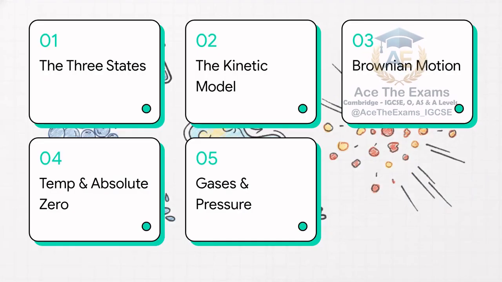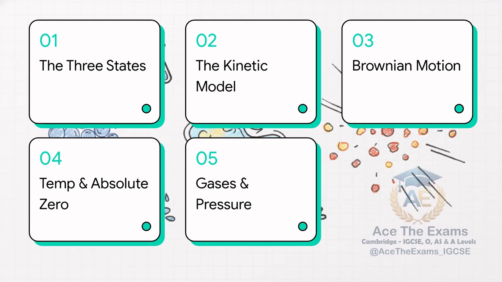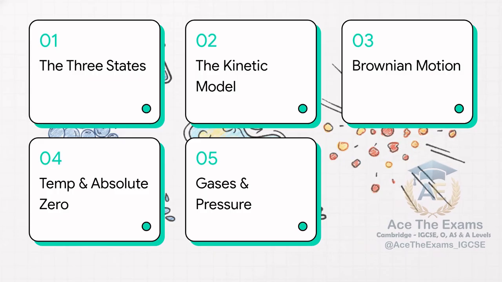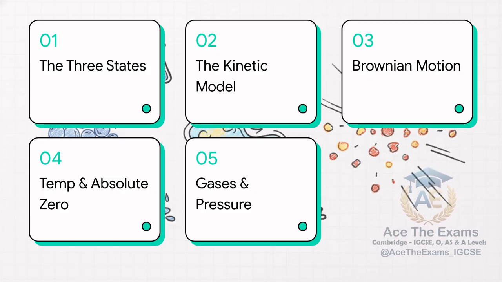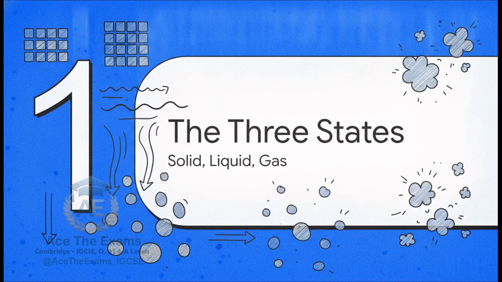Here is a roadmap for today's explainer. We'll start with the three states of matter. Then, we'll break down the kinetic particle model itself. After that, we'll look at the ultimate proof, Brownian motion. We'll drop things down to temperature and absolute zero, and finally wrap up with gases and pressure. Let's get to it. Starting off with section 1, the three states, solid, liquid, and gas.